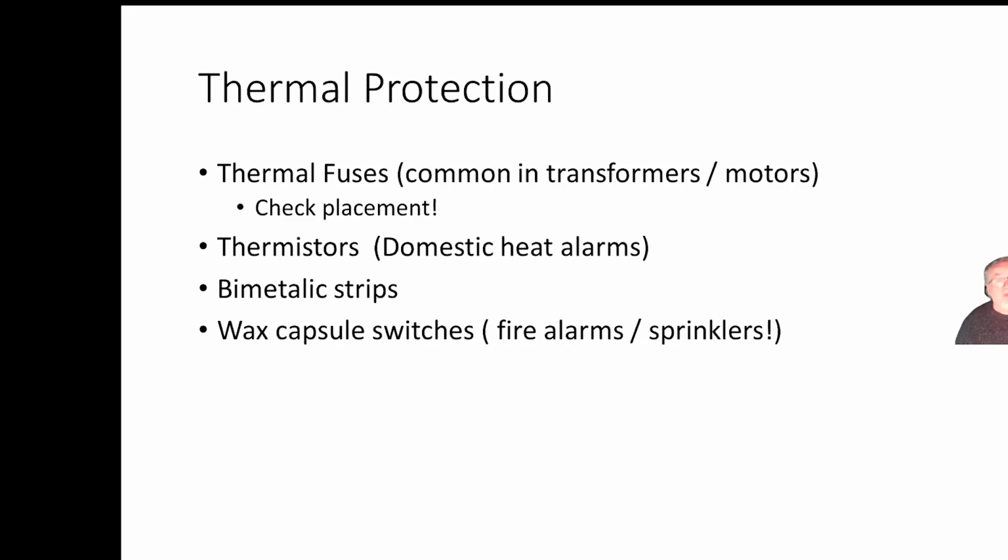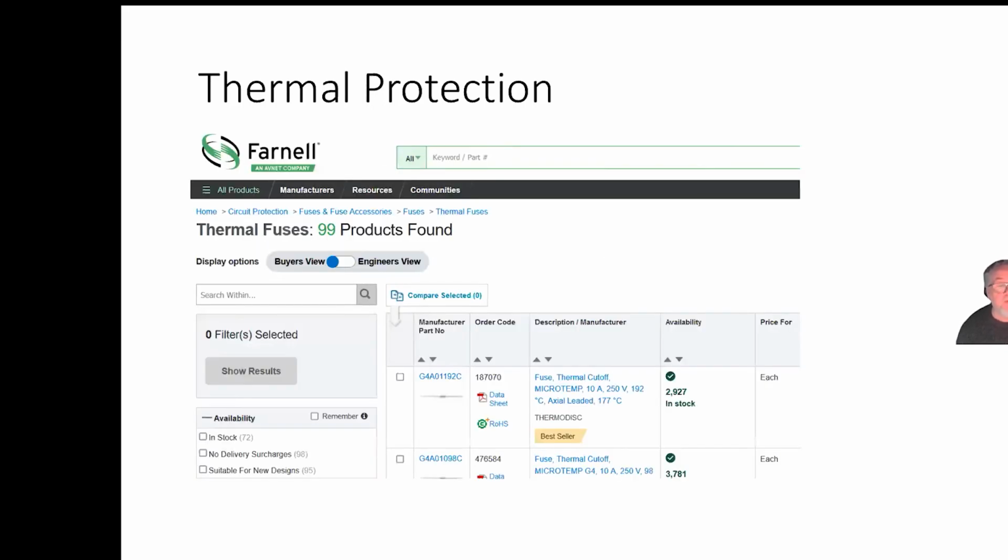Thermistors can also be used in heat alarms as a thermal protection. We've all come across bimetallic strips to open circuits when they get too hot. And you sometimes still get wax capsule switches, particularly in fire alarms. So when the going gets too hot, the heat melts the wax capsule and the switch gets closed and the sprinklers come on or whatever. Thermal fuses are widely available. I went to Farnell and found 100 of them of different ratings.